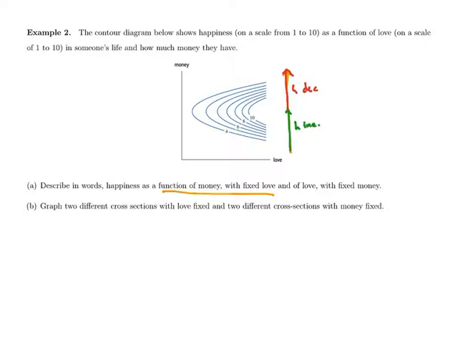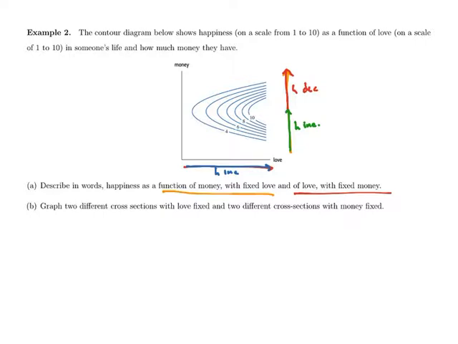Then let's do the same thing with a function of love with fixed money. So that is, we're going to be going across the x-axis in some capacity. And if we see that, the happiness only increases that whole time. So the more love you have, the more happiness you have, and there's nothing really more to that. At a certain point, you have a max happiness of 10. It doesn't matter how much love you have.